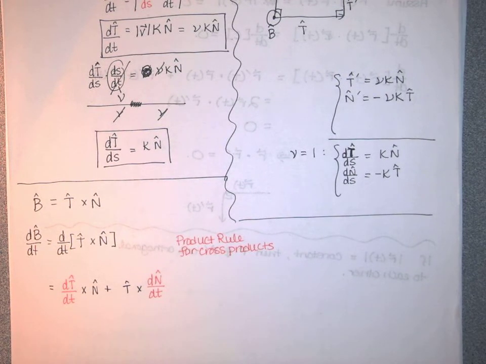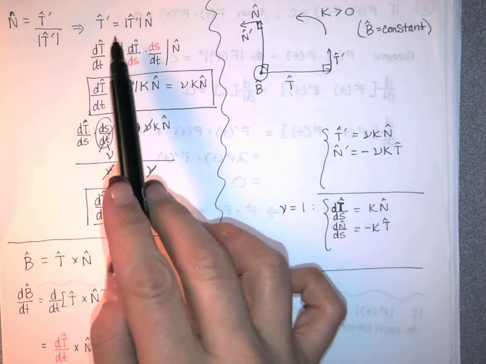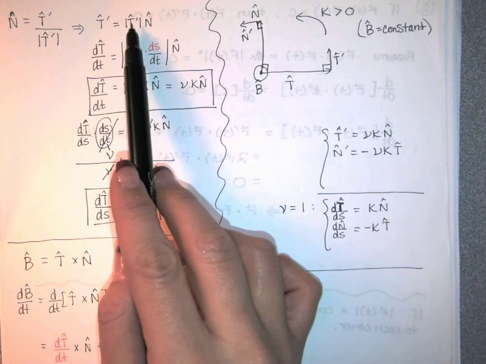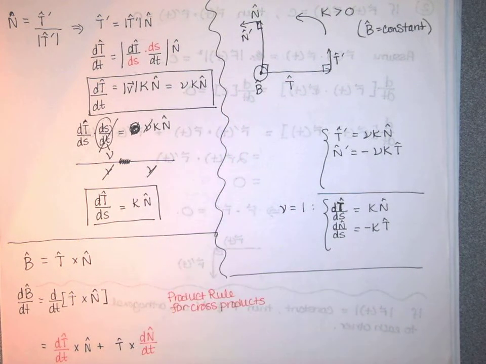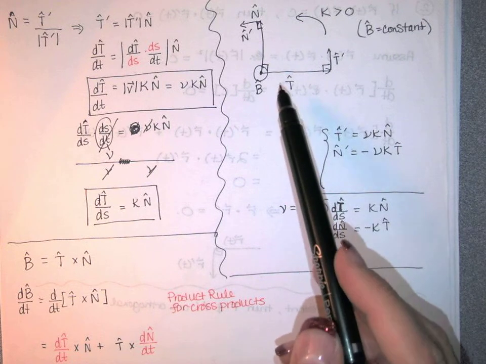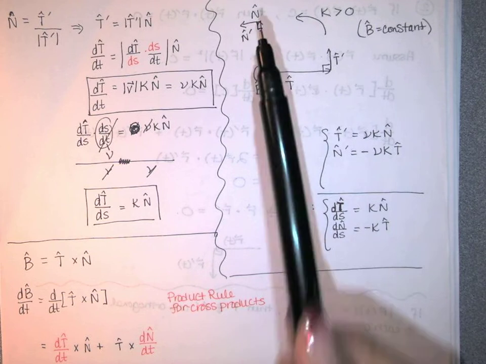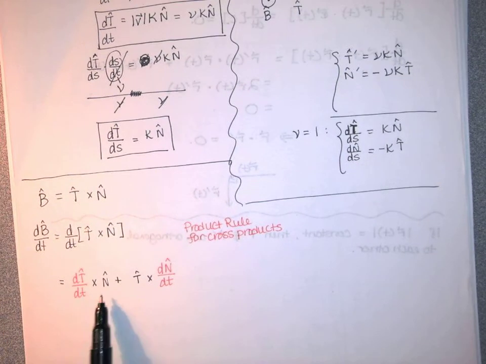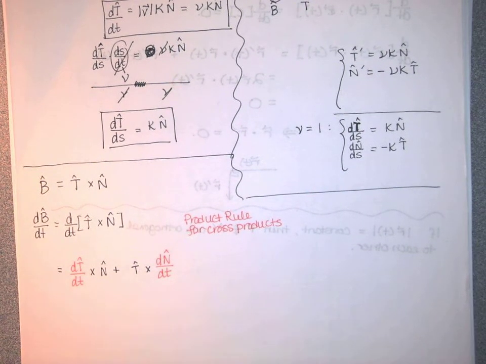Okay, now this actually simplifies quite nicely, because of this relationship up here. The derivative of t hat with respect to time is just a constant times n hat. It turned out that constant was this times this. It was the speed times the curvature. Or I can just look at my picture. T hat prime is parallel to n hat. And what do we know about the cross product of two vectors that are parallel? Well, that's going to be 0.